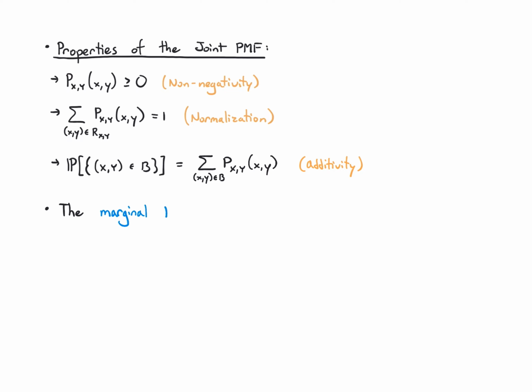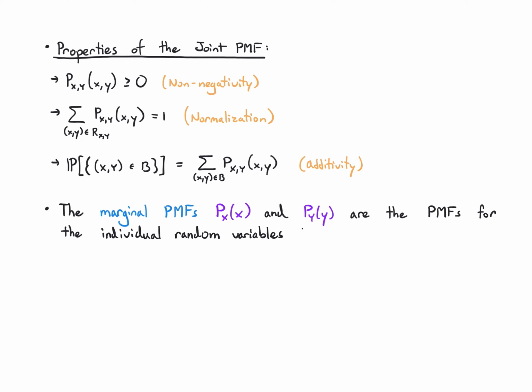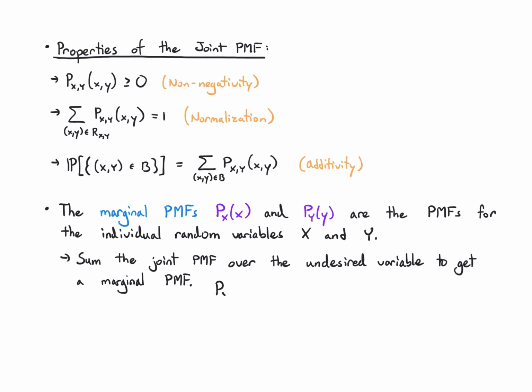I also define this idea of marginal PMFs, P of x and P of y. These are the PMFs for the individual random variables X and Y. So this is what we were used to dealing with before: we had a single random variable and it had a PMF. So how do I go from the joint PMF back to the original marginal PMFs? Well, I just sum up the joint PMF over the undesired variable to get a marginal PMF. Here I would be summing up over y to get P of x, so I'm taking y out of the picture. And to get the PMF of y, I sum up over x. I take x out of the picture.